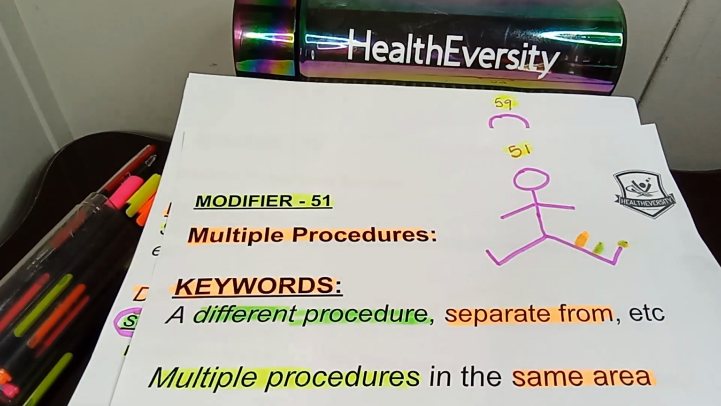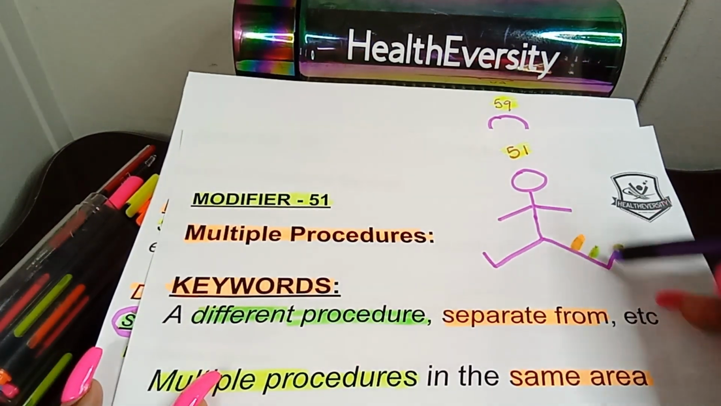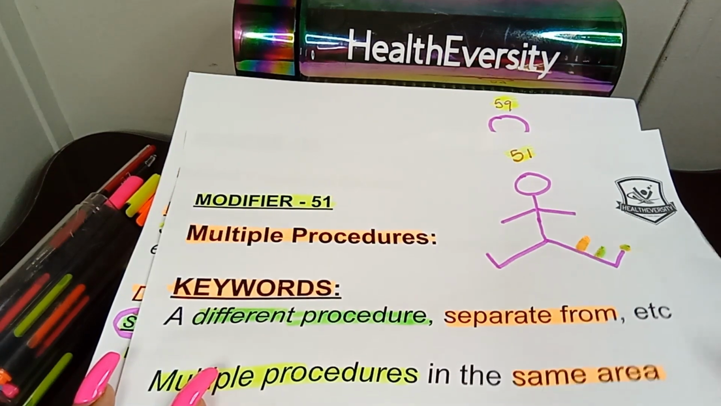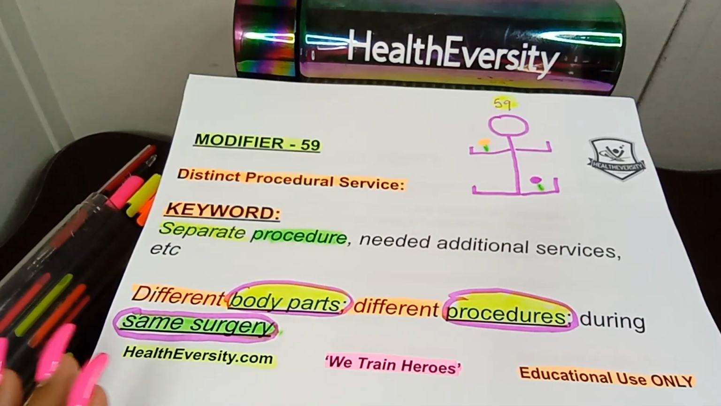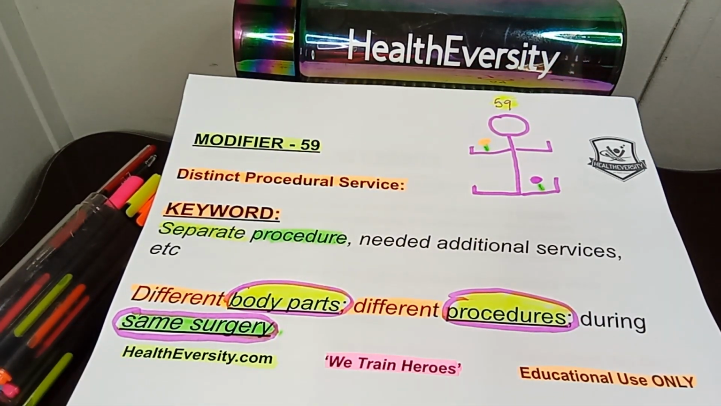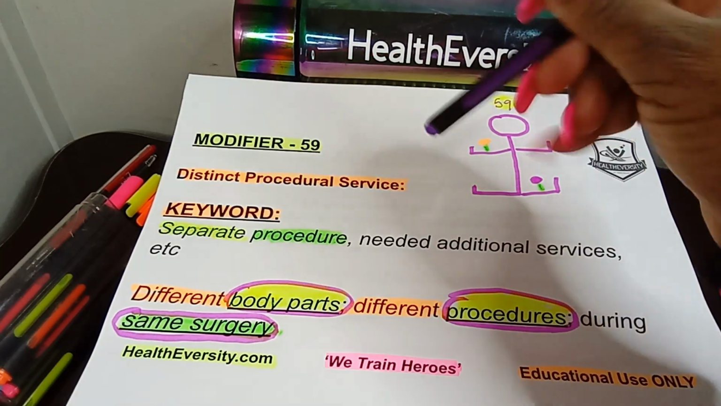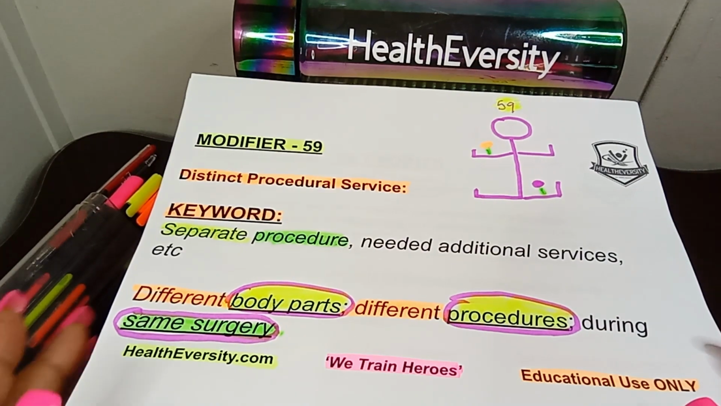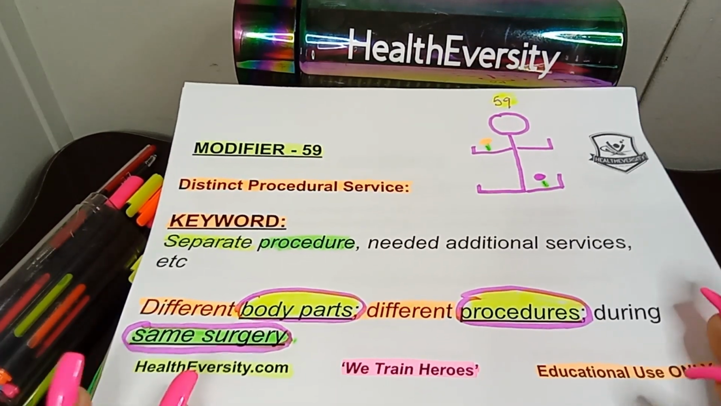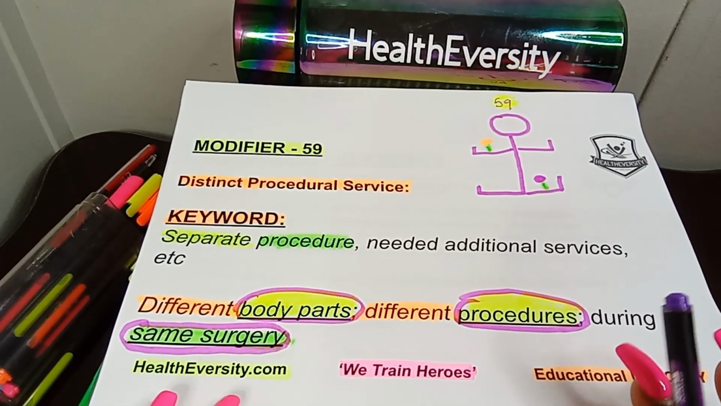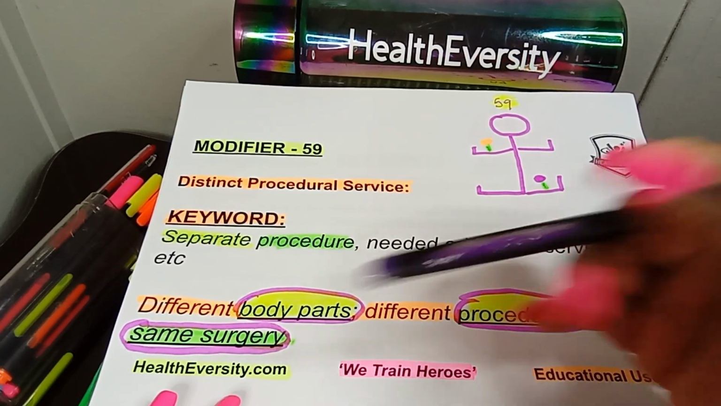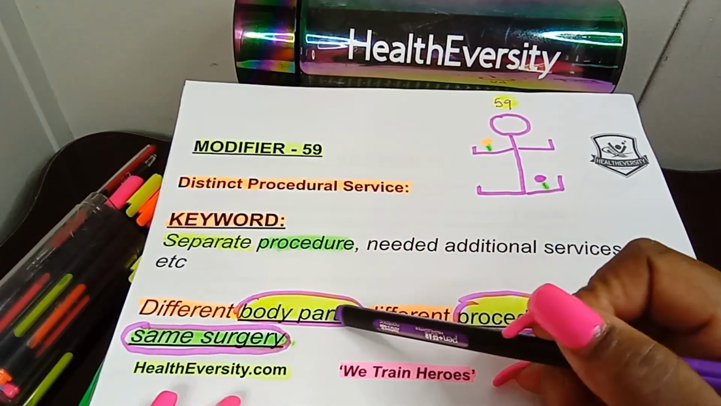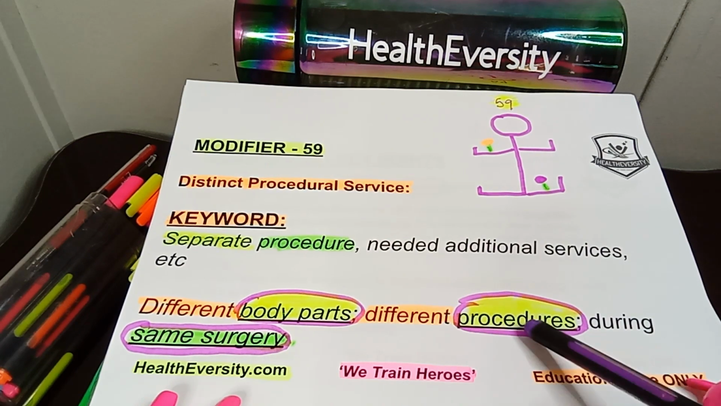And you can write these down, guys. Write them down because it's very important where the procedure is in the same area. So these little jumping men are very, very helpful. And look at modifier 59. Distinct procedure on one body part up here, one body part down here, okay? Separate procedure. So let's look closely at modifier 59. So it's different body parts in different procedures.